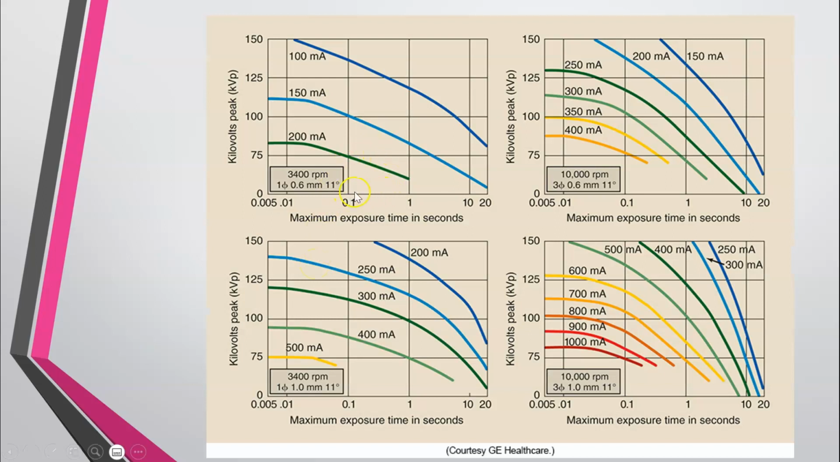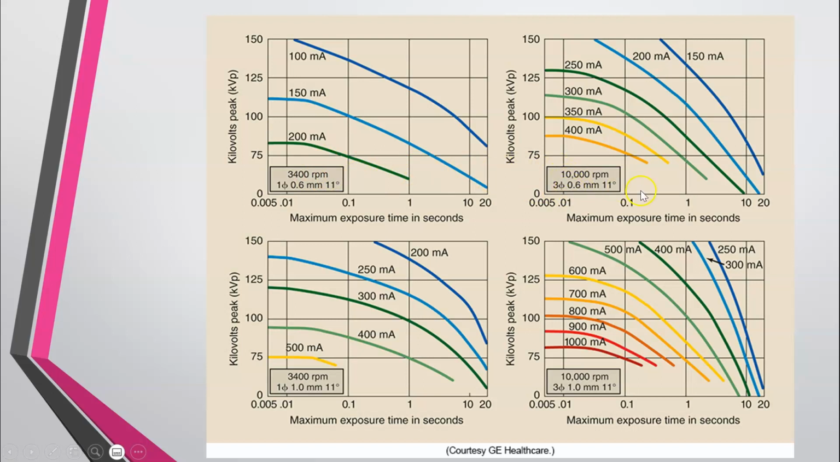The biggest thing is make sure you get the proper graph. So we look here and say, okay, we're at 3,400 RPM. This is 10,000 RPM. This is single phase 6 millimeter, 11 degree, 3-phase 6 millimeter, 11 degree. Or you can go, this is 3,400 single phase 1 millimeter at 11. So these are the same except for the focal spot size. These are the same except for the speed. So always make sure you get the right graph.